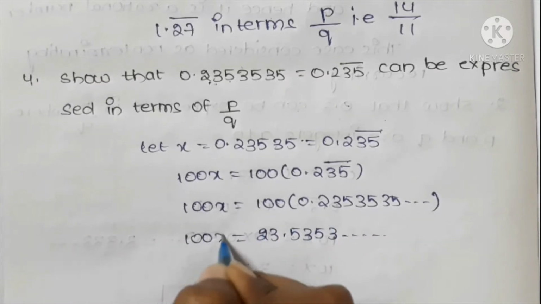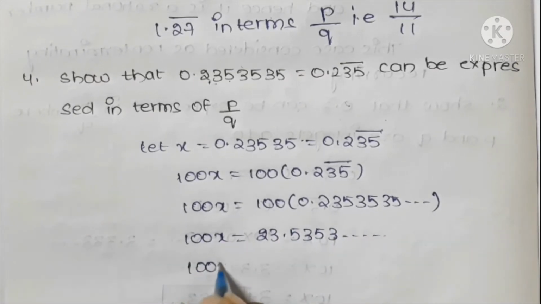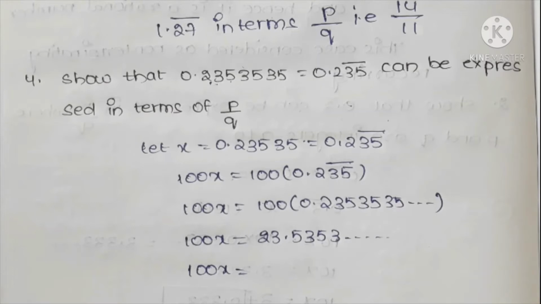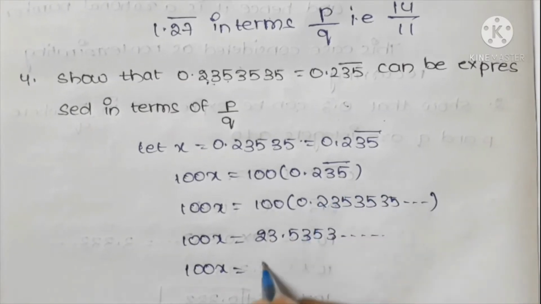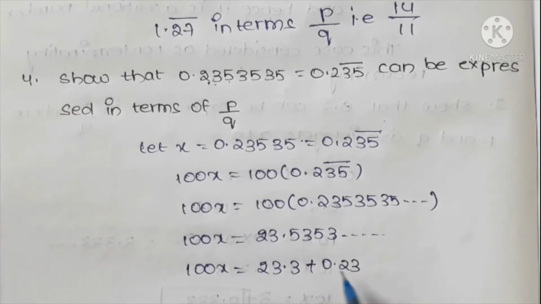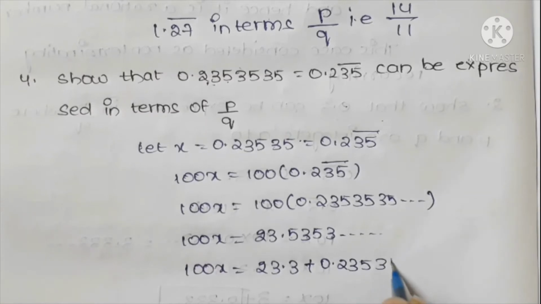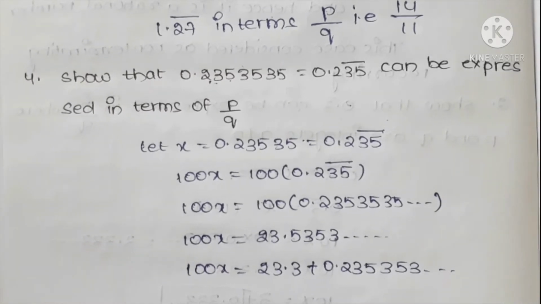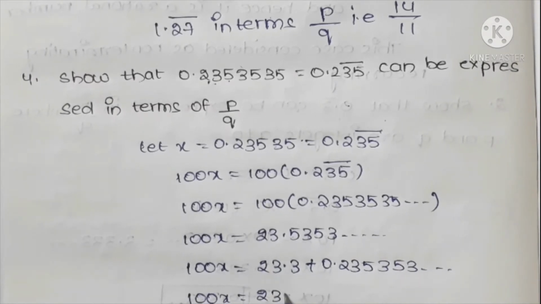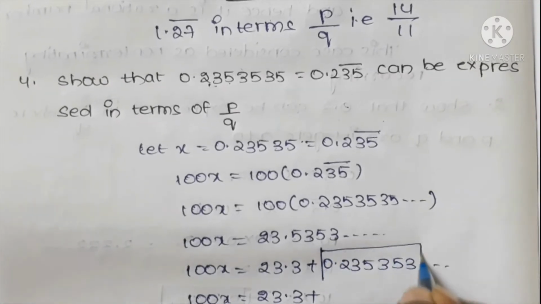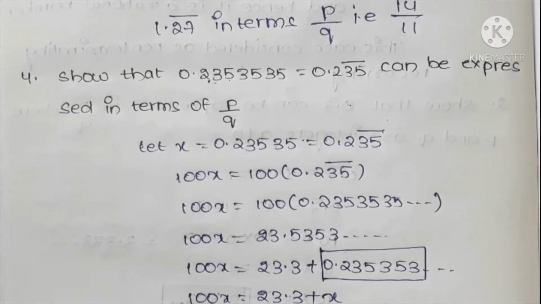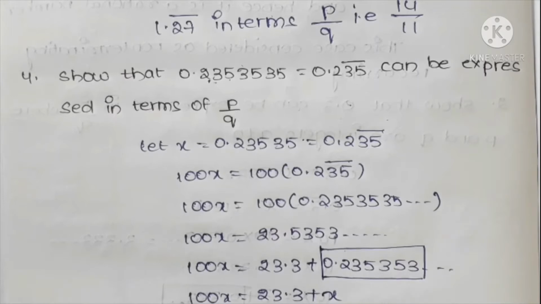Now 100x equals, here this 23.5353 can be written as 23.3 plus 0.235353 and so on. And now here 100x equals 23.3 plus, here this 0.235353 can be written as x because it is x. That is 100x equals 23.3 plus x.